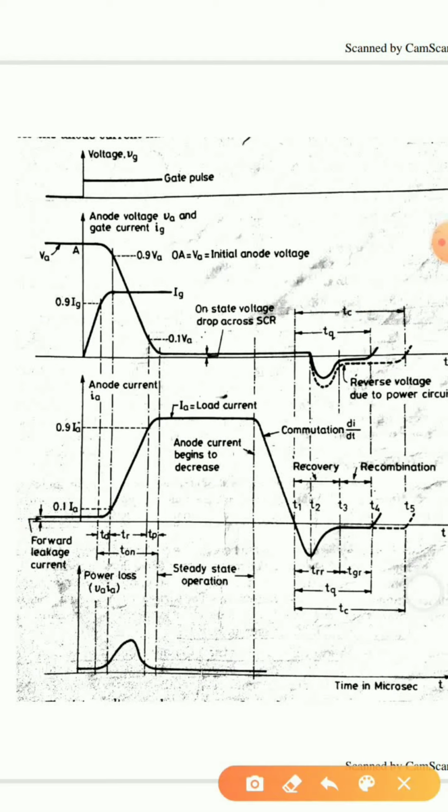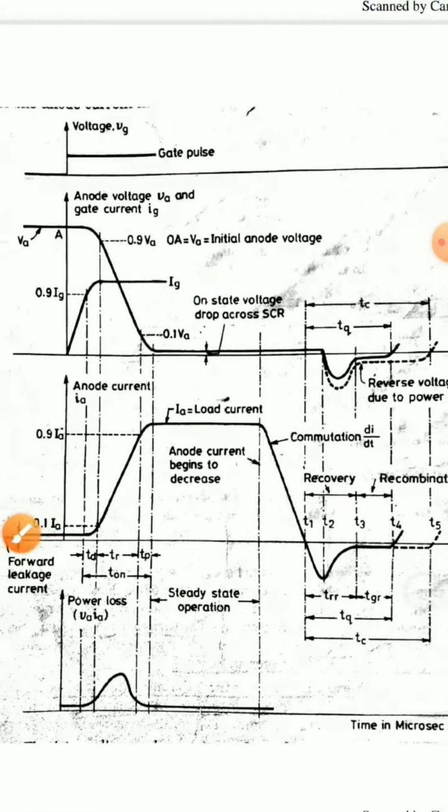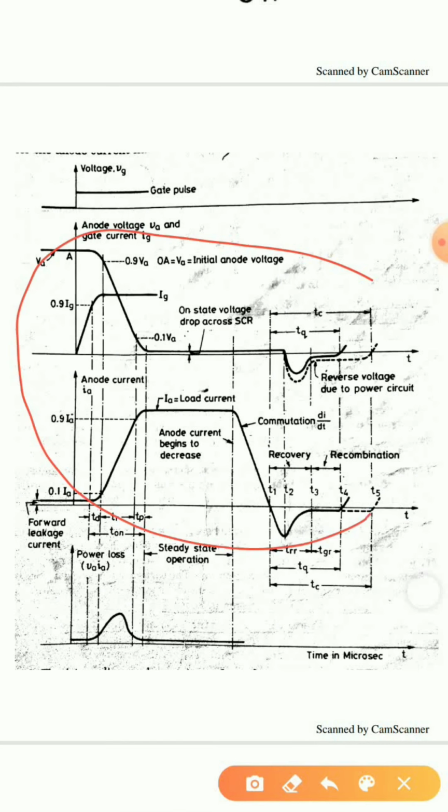Before discussing that, this is the switching characteristics curve of an SCR. Now here we can see the first quantity is the voltage, the gate pulse voltage we are giving. The second graph has VA and IG. Two quantities are plotted in the same graph. Then we have the third graph that shows IA, the anode current, and the power losses are shown in the fourth graph. So we'll be discussing these two graphs, for finding out the different time periods in the on and the off process.